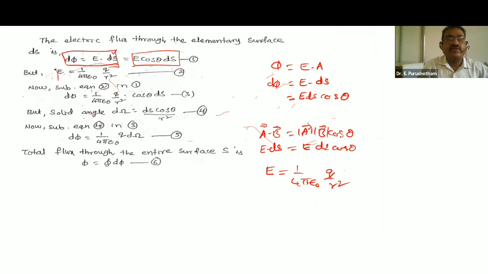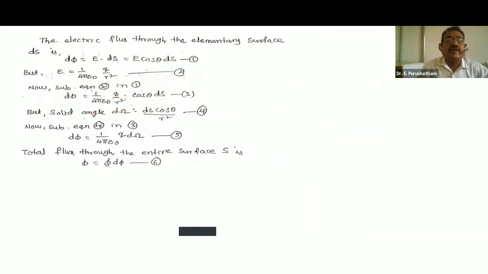As it is, I gave here, this is the electric field intensity. Now substituting equation 2 in equation 1, the E value is substituted in place of E. So on the left side, phi is equal to 1 by 4 pi epsilon naught Q by r square, and the remaining is cos theta into ds.